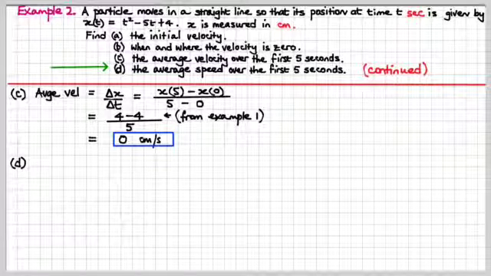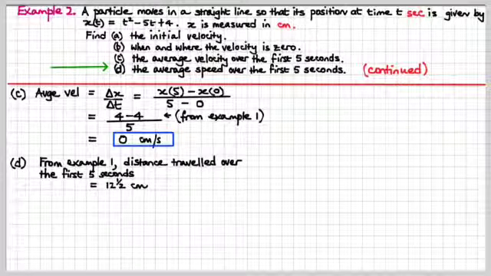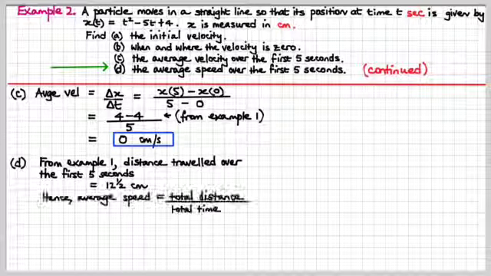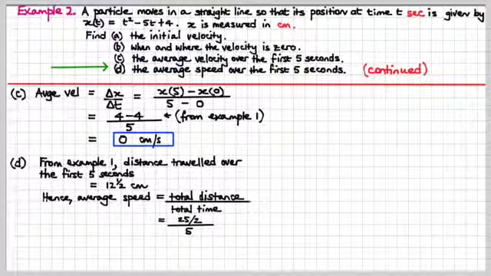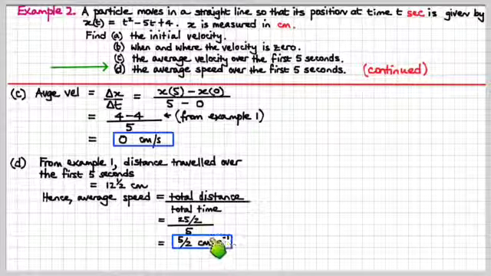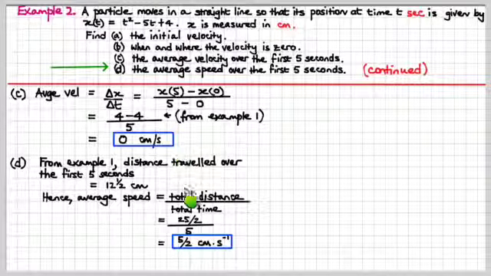Now, the average speed will be quite different. So let's have a look at that now. For example 1, we did work out that the distance travelled over that first 5 seconds was 12.5 centimetres, so let's not work that out again. Therefore, the average speed will be the total distance divided by the total time, which is 12.5 over 5, which gets us 5 over 2, or 2.5 centimetres per second average. See, it's so different, isn't it? Because the thing changed direction. This is very different because the little beastie changed direction, changed its mind.